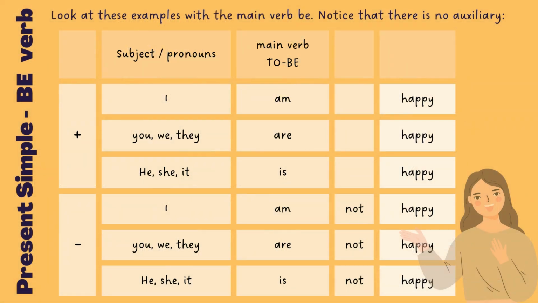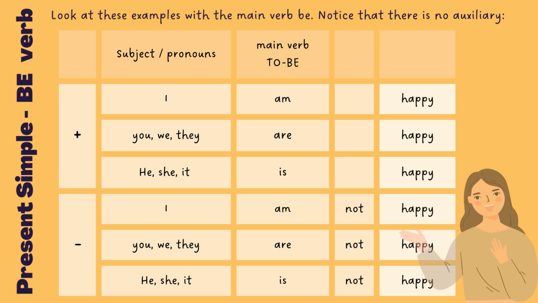Now, if you notice in this table, there is no auxiliary verb do. Yes, that is because when we use the verb to be, we do not use an auxiliary verb. So we say, I am happy. Now, you is second person and plural. So we say are. You, we, they are happy. For he, she, and it, which is in the third person, singular, we say is.